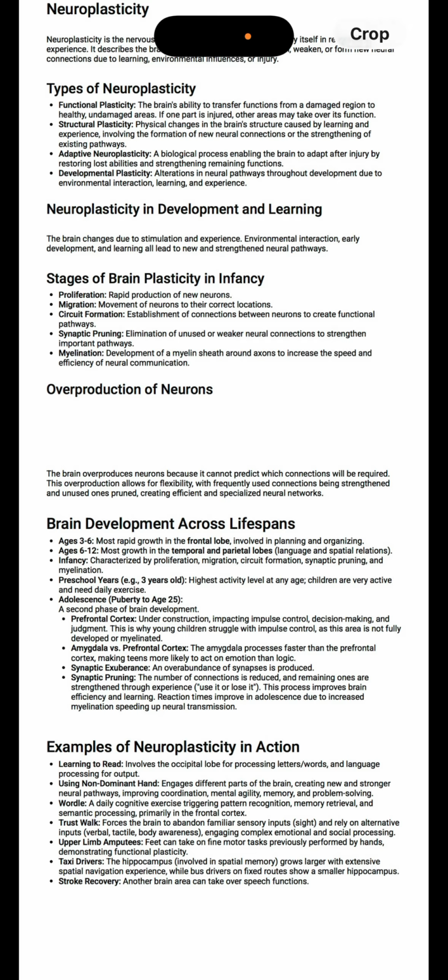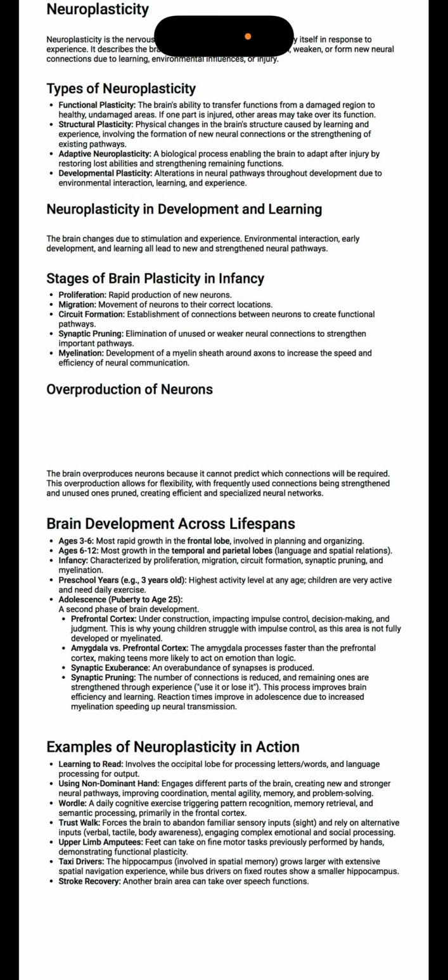Overproduction of neurons. The brain overproduces neurons because it cannot predict which connections will be required. This overproduction allows for flexibility, with frequently used connections being strengthened and unused ones pruned, creating efficient and specialized neural networks.